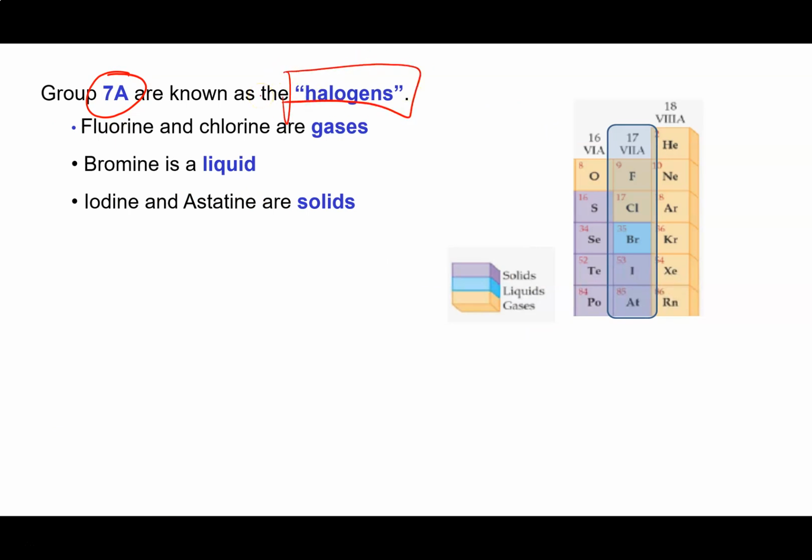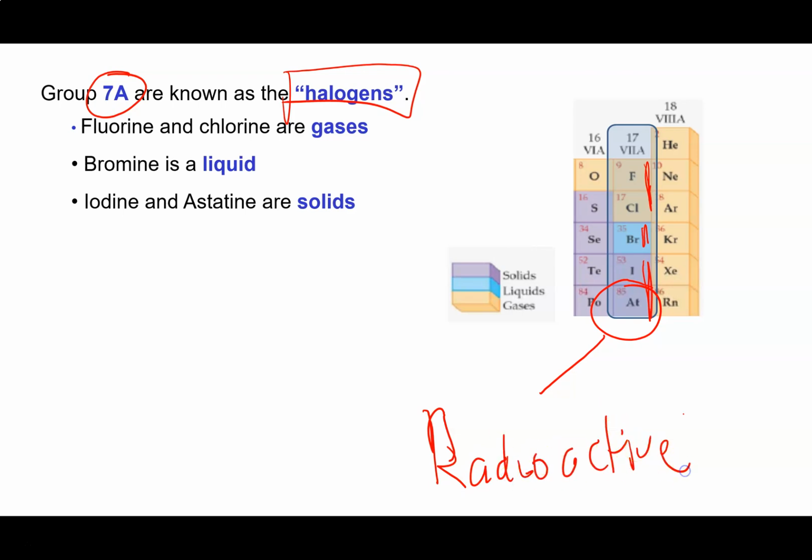And this is where we kind of see a little bit of variability in the physical state. Fluorine and chlorine are gases. Bromine is a liquid, one of only two elements on the periodic table that's a liquid at room temperature. And then iodine and astatine are solids. Now, highly unlikely that you're ever going to see any astatine because it is radioactive. So certainly we won't be seeing that.